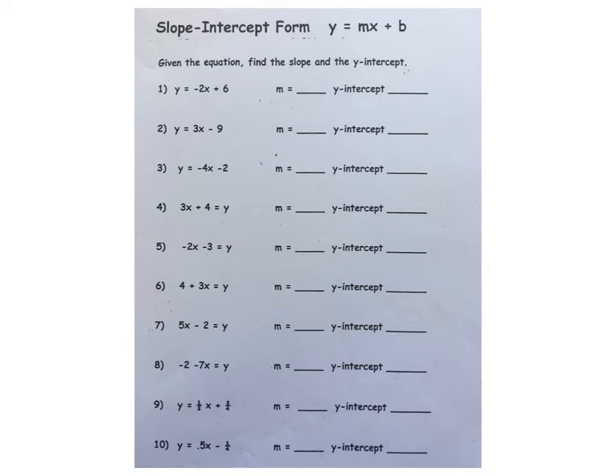Welcome to the lesson on slope-intercept form. Let's take a look at the general structure of that equation that we've used so often. Y equals mx plus b. Or we have the option of changing the sides around and writing mx plus b equals y.